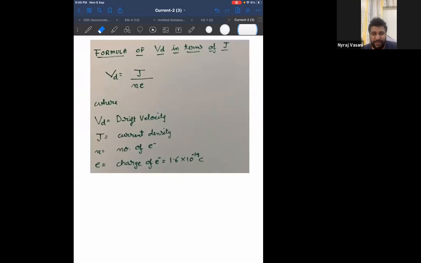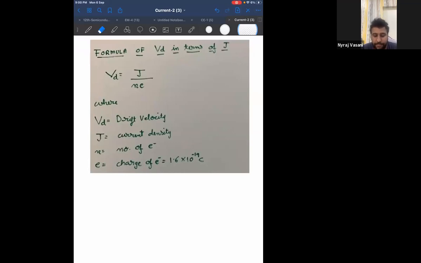Now, the formula for drift velocity in terms of current density is on the screen. This formula is very simple, but many times you get problems directly based on it. So please make a note. Drift velocity is current density upon n e. I hope you know the value for n e.